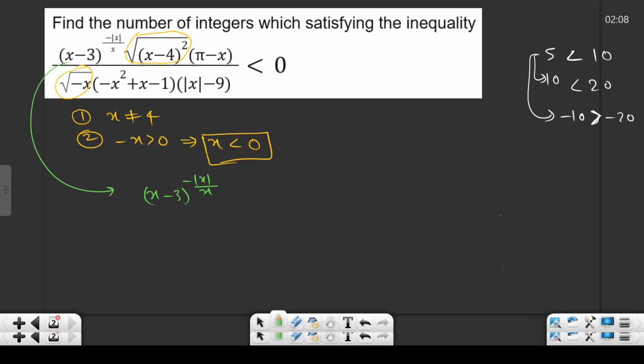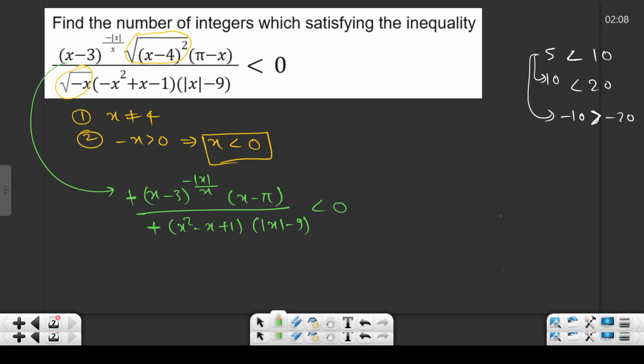And if you take minus common from pi minus x, so minus will be outside, then it will become x minus pi divided by, if you take minus common from this quadratic expression, then you will get x square minus x plus 1, and mod of x minus 9, it is less than 0. Now here minus 2 minus cancel out, right?